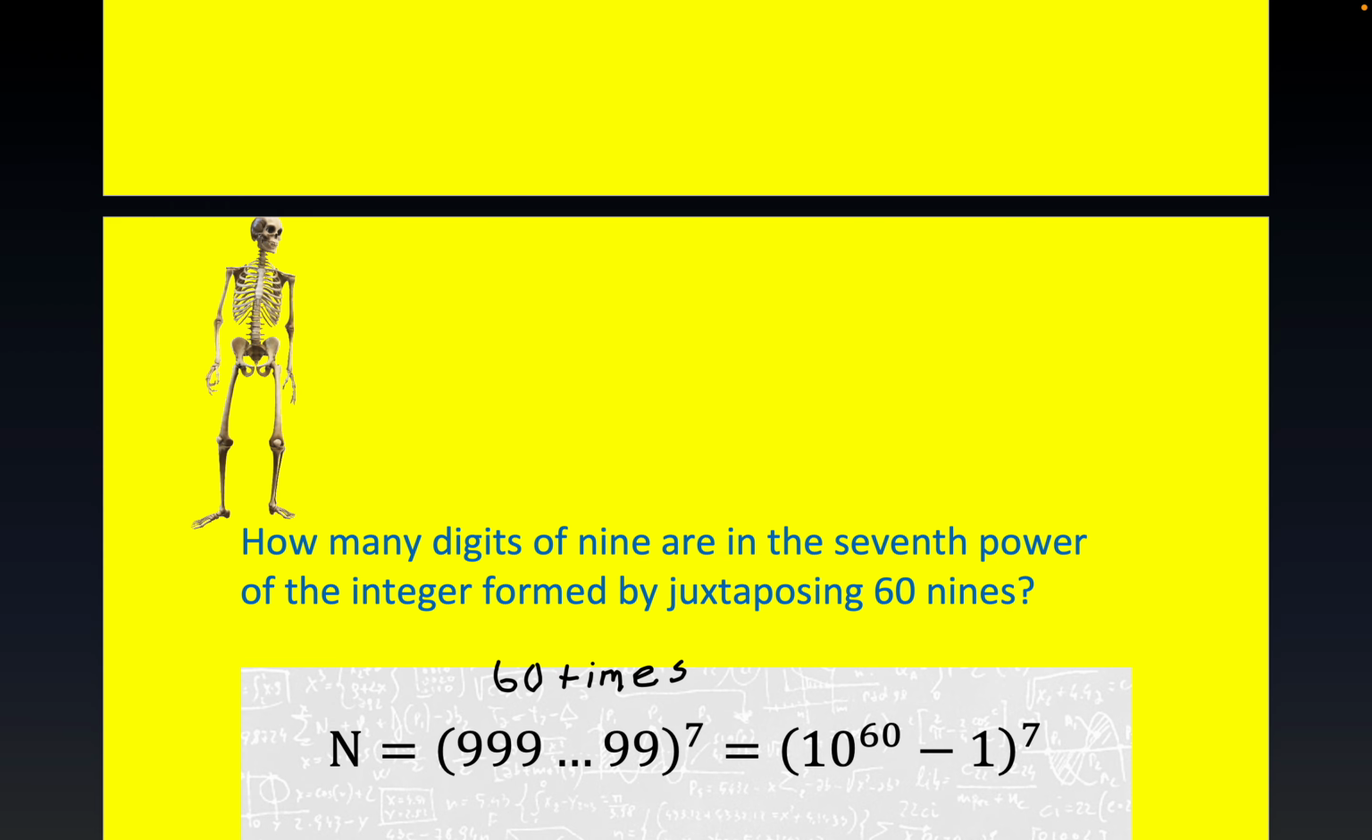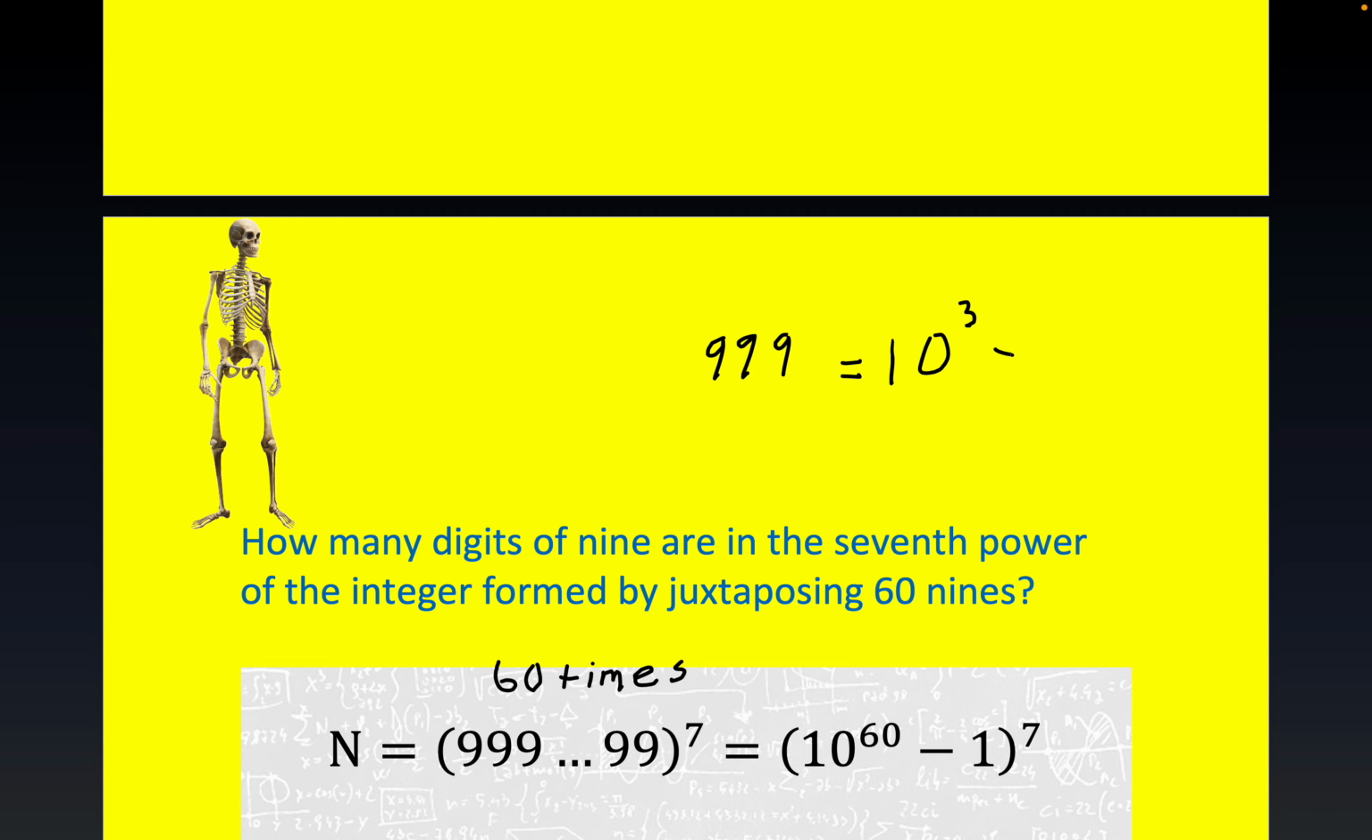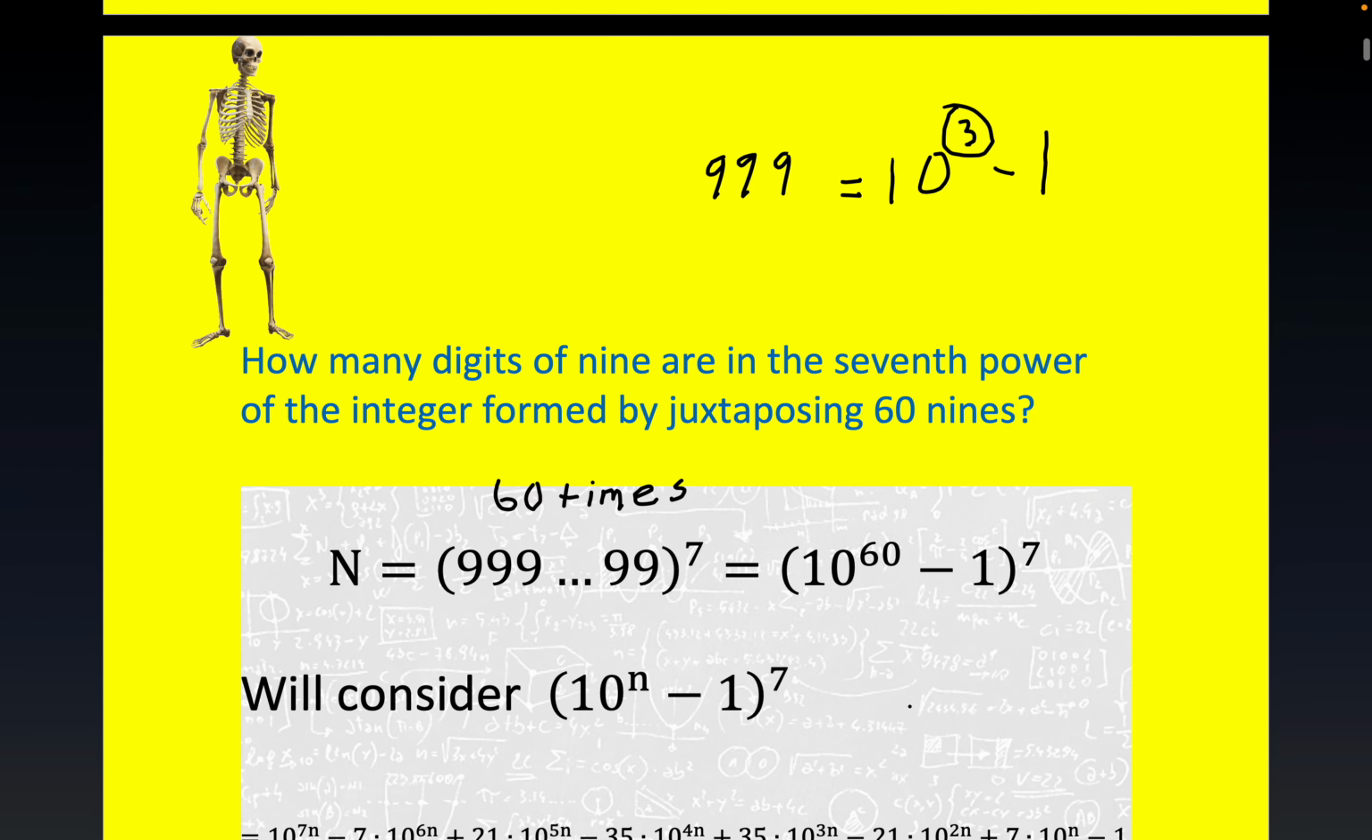Now, I know you guys know this, but 999, for example, is equal to 10 cubed minus 1, right? And so there's a relationship between this exponent 3 and the number of digits, okay? So I've rewritten it this way, hopefully for obvious reasons, so that we can appeal to the binomial theorem here, okay? So we're going to work it for the general case, actually.